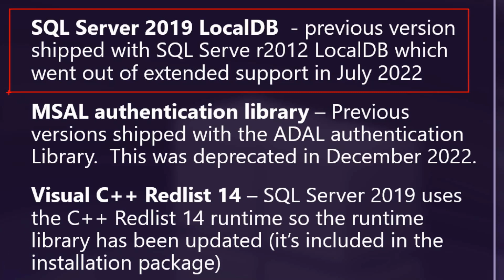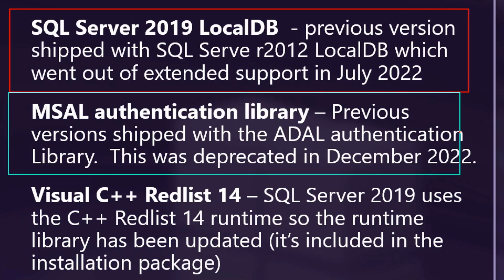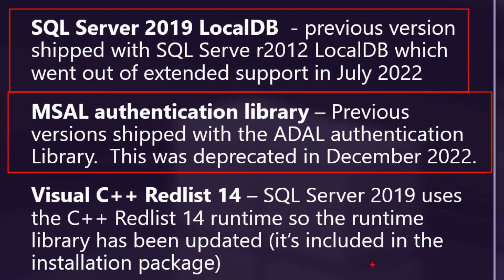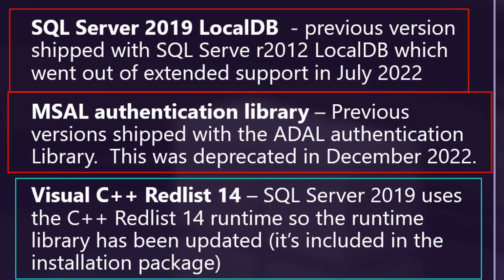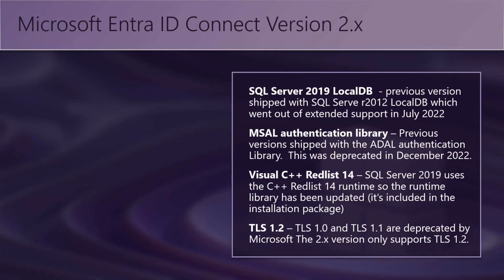Also, Microsoft leveraged the latest version of the Microsoft Authentication Library, which is the code base which Microsoft keeps up to date for enterprise applications. And so you want the latest one of that. And then the Visual C++ Redist 14: SQL Server 2019 uses the Redist 14 runtime. So that library has been updated. So these are major updates to a software product.